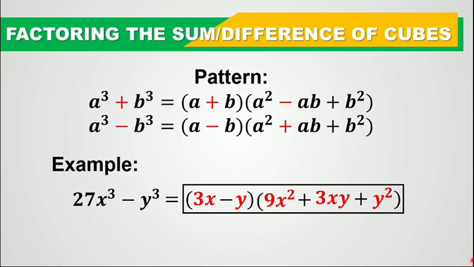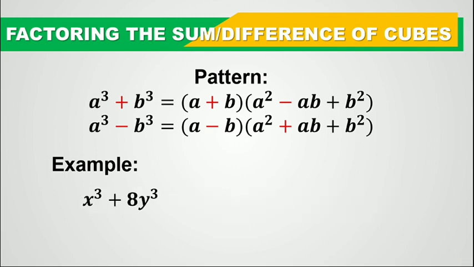Now what about this one? Let's get the factors of x cubed plus 8y cubed. So again, just get the cube root of the first term, so x. And then since this is plus, so plus the cube root of 8y cubed, which is 2y.